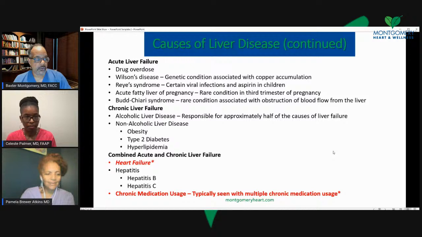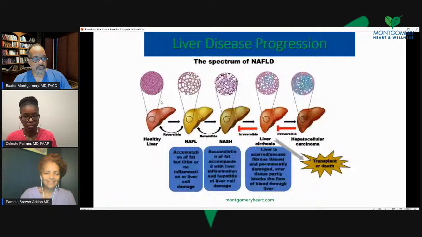Okay. All right. A picture's worth 1,000 words. So a healthy liver can go into non-alcoholic liver disease, early liver disease. This is a steatohepatitis or inflamed disease. This is where you get some early scarring, then advanced scarring. Now, the diagram is very simplified. It says it's irreversible at this point, irreversible at that point.